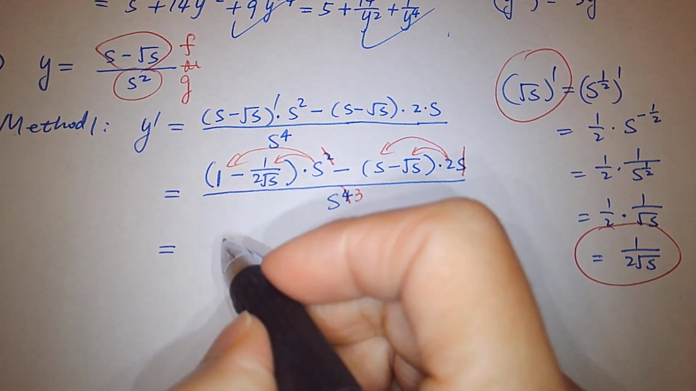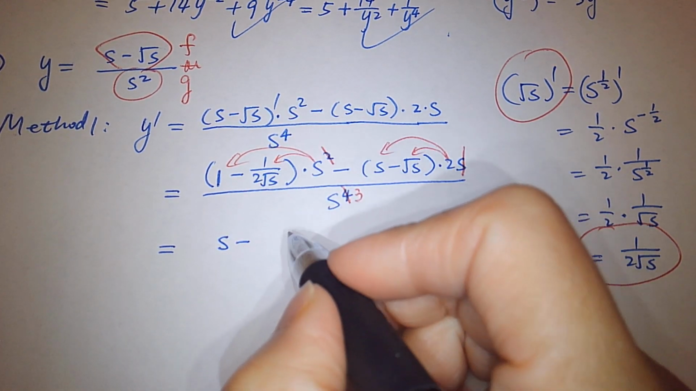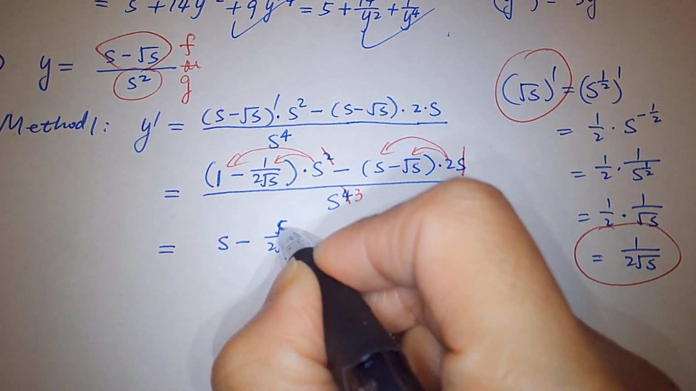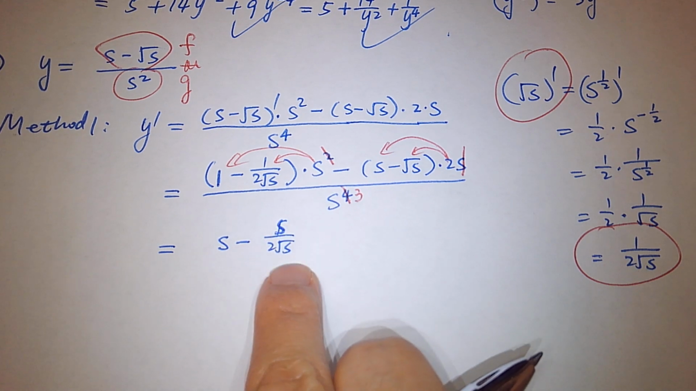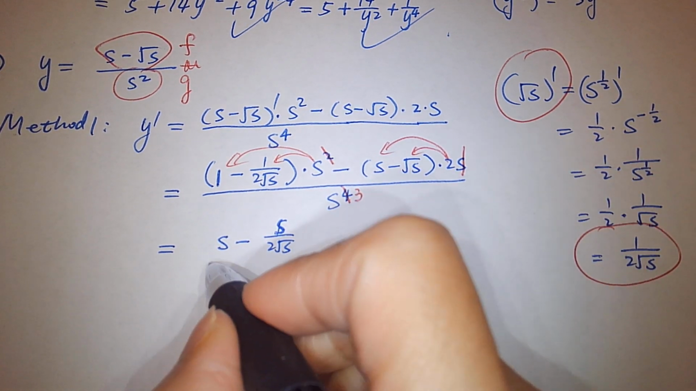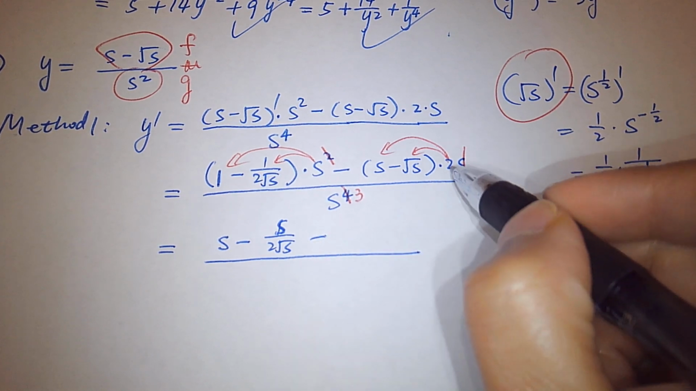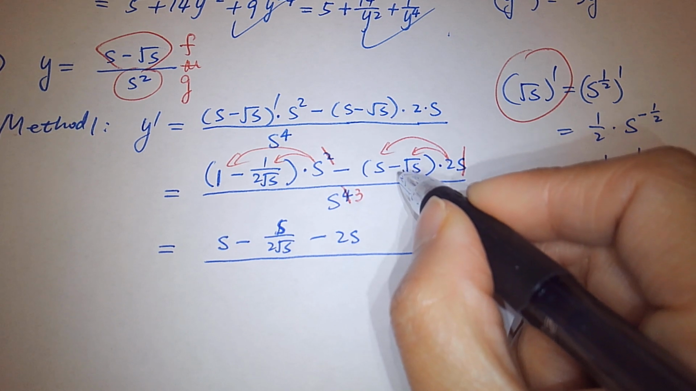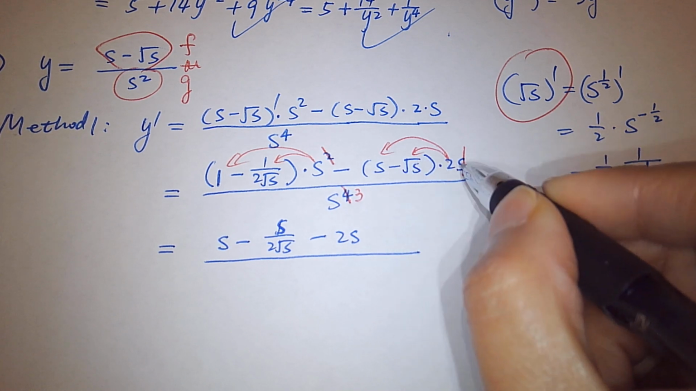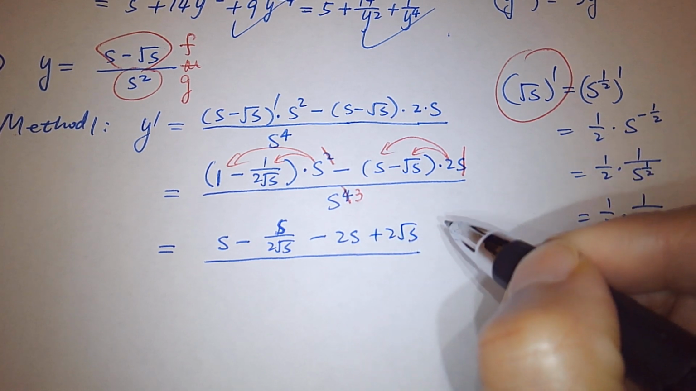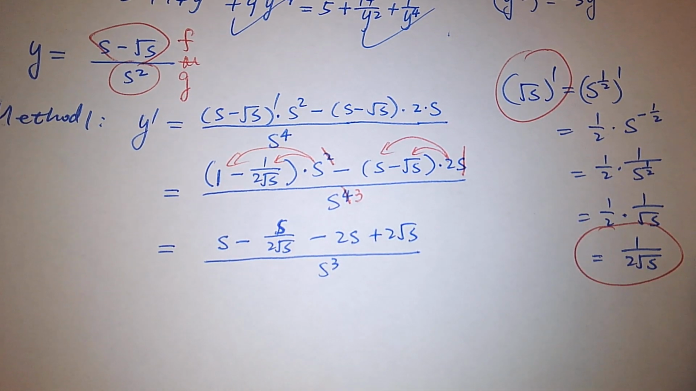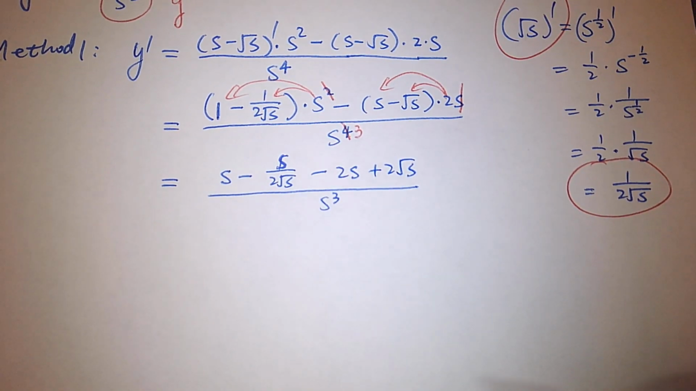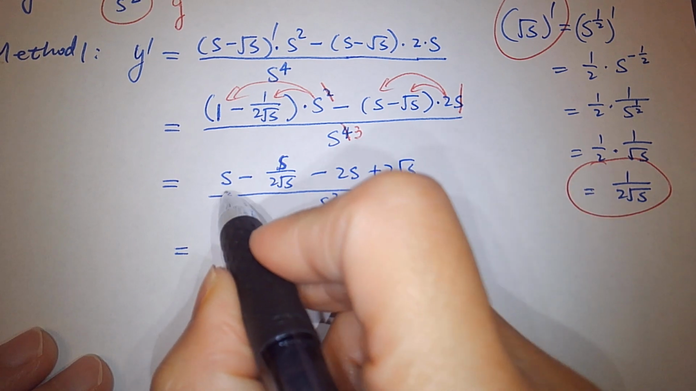So what can we have? What is s times 1? s. What is 1 over 2? s over square root of s times s, so it'll be s over 2 square root of s. We'll talk about this in the next step. Then we have a 2 times s minus negative 2s. Negative, negative, positive. Square root of s times 2 plus 2 square root of s, divided by s cubed. You guys, are we on the same page?